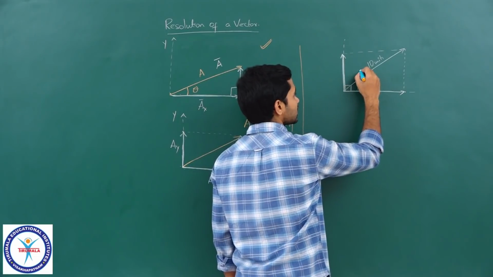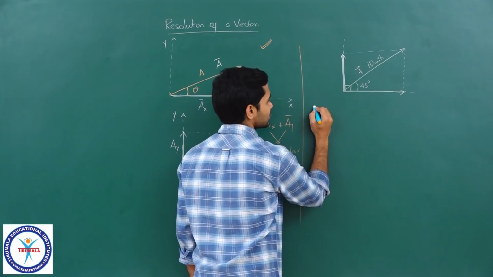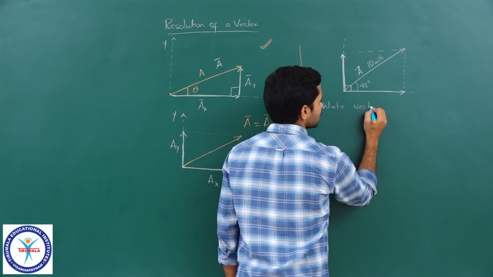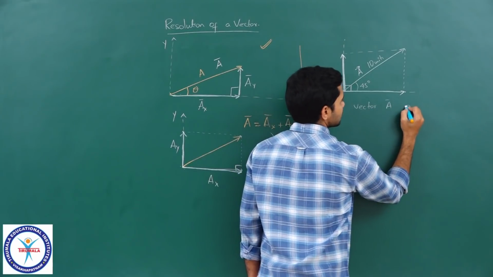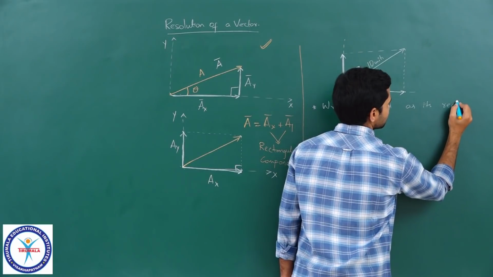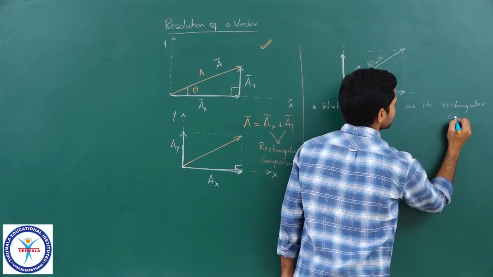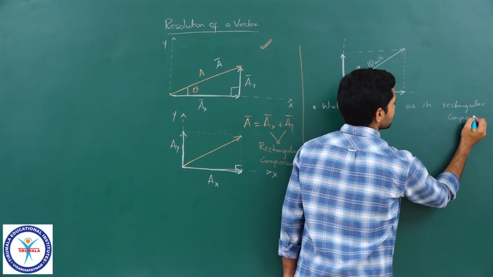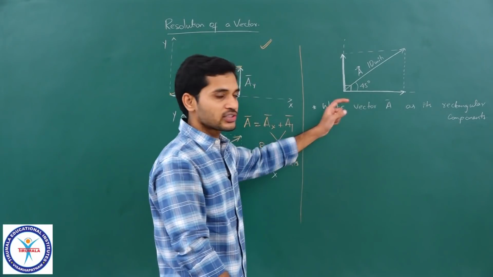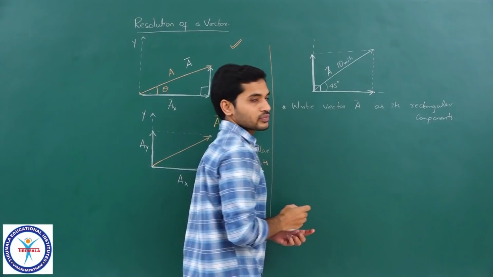So, this is one component and this is the other component. If this vector is named a bar, they will ask you a question like this: write vector a bar as its rectangular components, or they will just ask you to resolve the vector. In any case this is the method you will be following. So, we have two vectors like this, right.